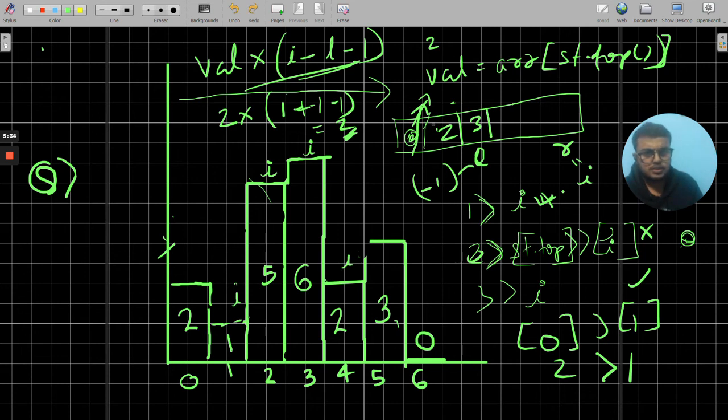One thing I just forgot to mention: once you do the second operation, after doing the operation, we have to push the ith value. So I just forgot to push 1 here. You have to keep in mind that you have to push the ith value after every second operation also. So now my I gets to 4.